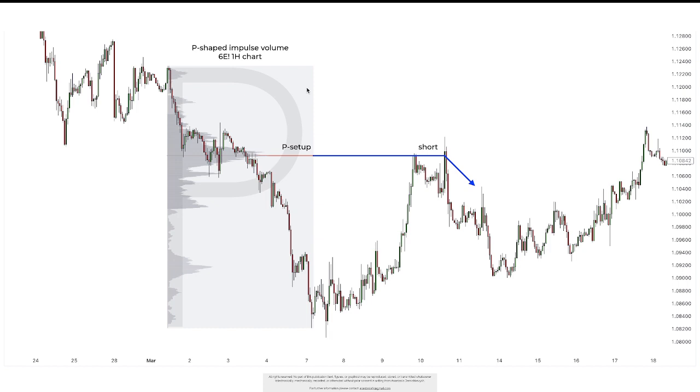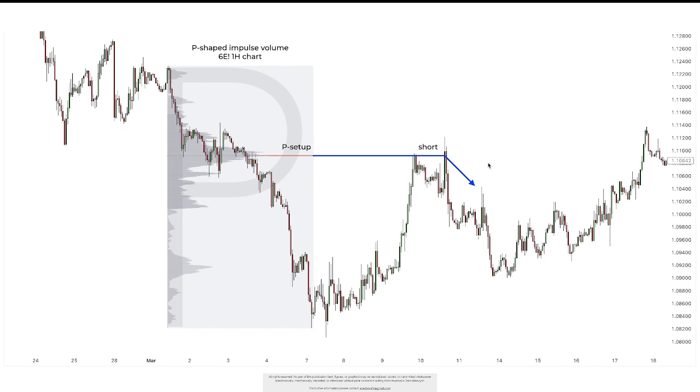So you can draw the letter P and it's going to be pretty much the shape of your volume profile. So when the price comes back to the point of control of the P setup, which is going to be obviously on top because this is where the heaviest volume is located, we go short, we sell from it. Because the only volume within the P setup is located on top, right?